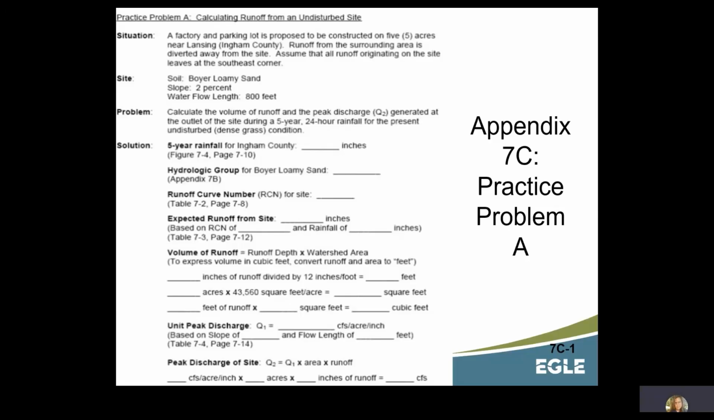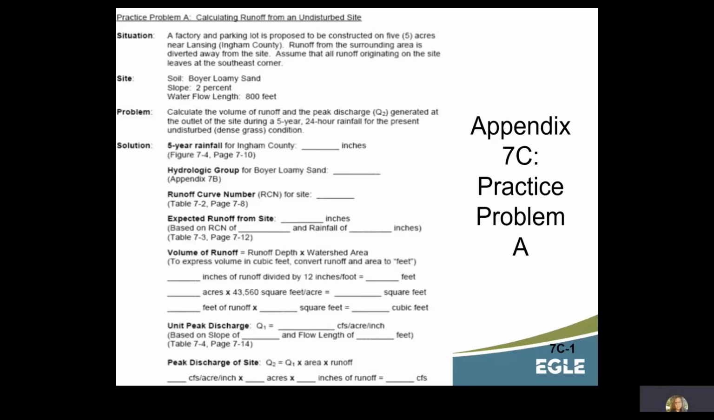Allow me to set up the situation. A factory and parking lot is proposed to be constructed on 5 acres near Lansing in Ingham County. Runoff from the surrounding area is diverted away from the site. Assume that all runoff originating on the site leaves at the southeast corner. The site conditions are that the soil is a Boyer loamy sand, the slope is 2% over a water flow length of 800 feet.